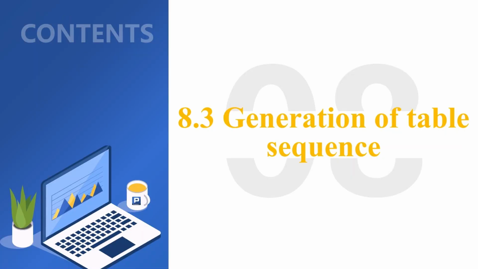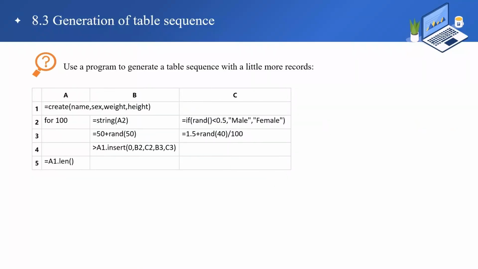Section 3. Generation of table sequence. In order to further learn the operations of record sequence, we need a table sequence with a few more records, such as the table sequence with 4 fields we used earlier: name, sex, weight, and height. It is much more convenient to generate hundreds of records and do experiments again. Obviously, it is too troublesome to manually fill in the field values of many records. We use a program to generate them.